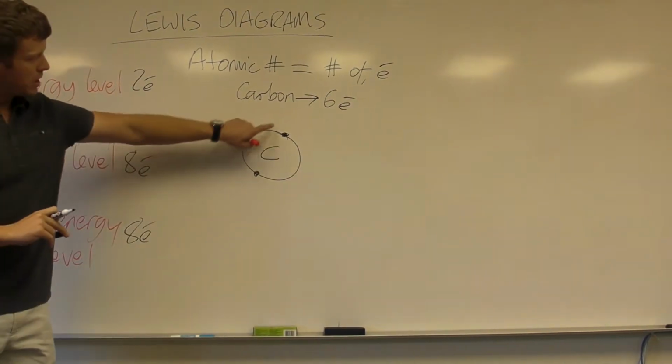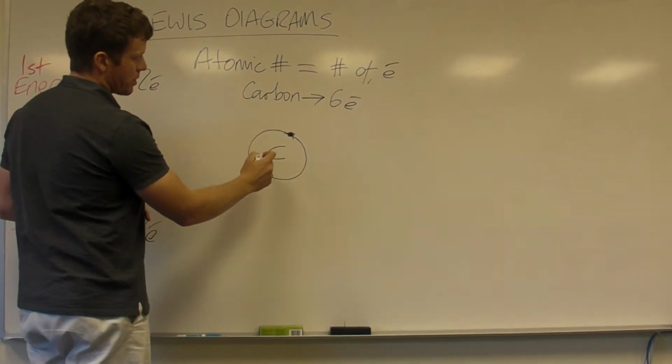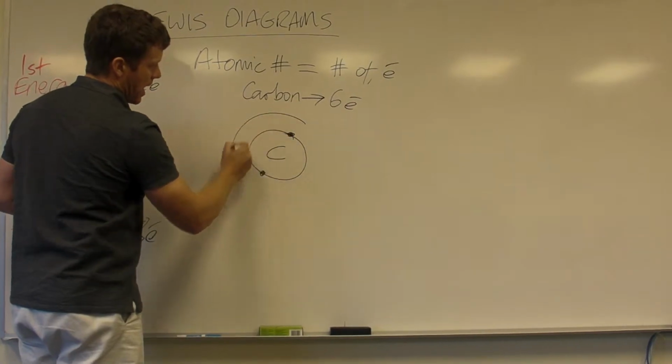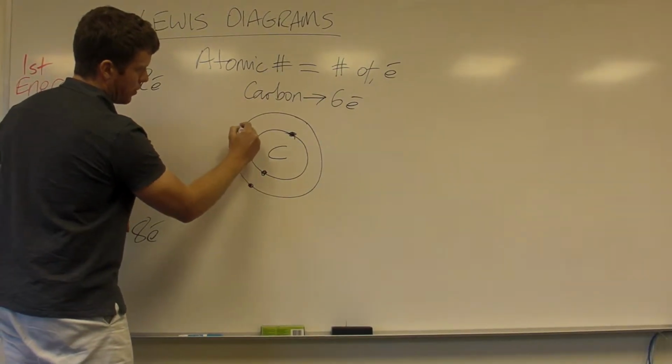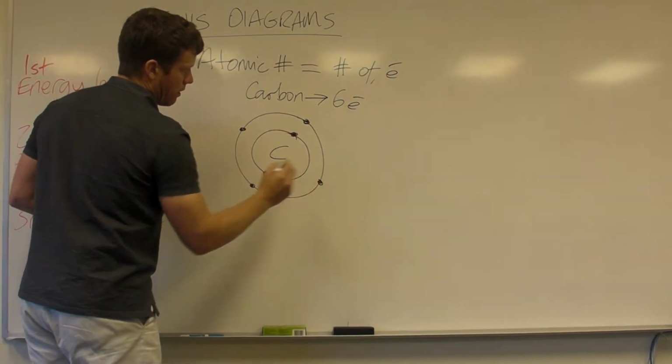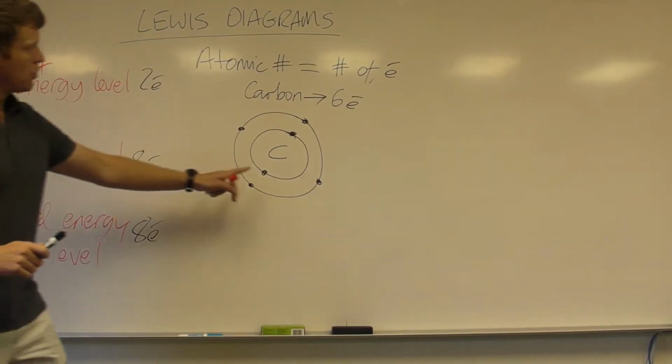And remember, we're drawing them opposite each other. And then because there's 4 more electrons, we need to add another energy level. And then we're going to add 1, 2, 3, 4 electrons. So that's 2, 4, 6.